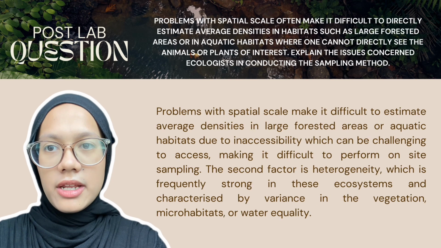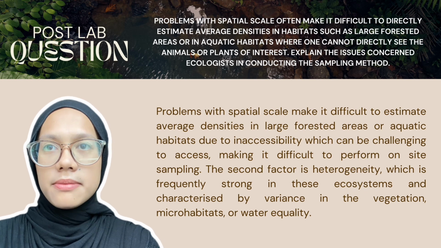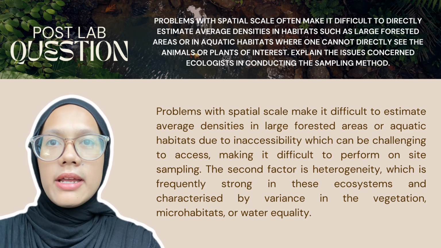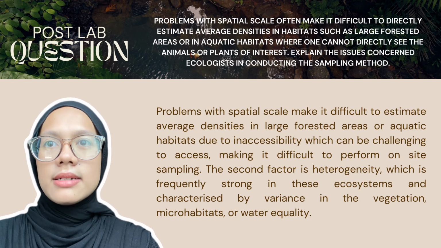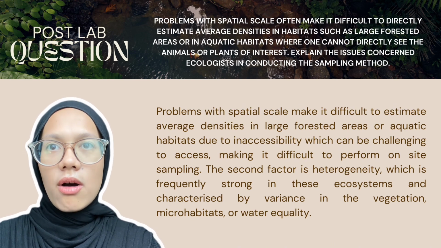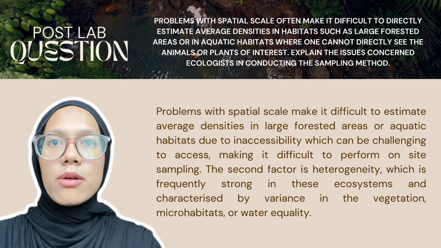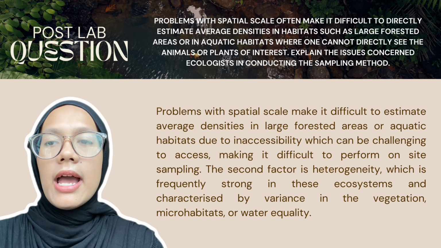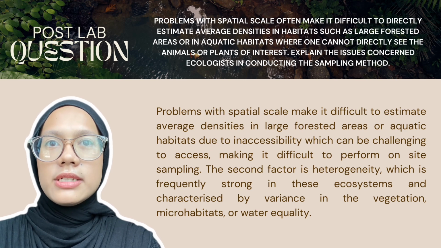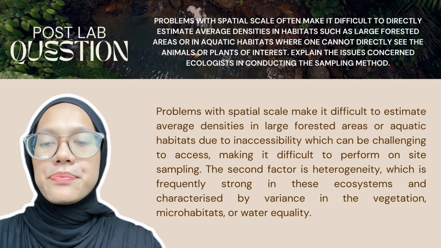For the last question, which is number 4: problems with spatial scale often make it difficult to directly estimate average densities in habitats such as large forested areas or in aquatic habitats where one cannot directly see the animals or plants of interest. Explain the issues concerning ecologists in conducting the sampling method.